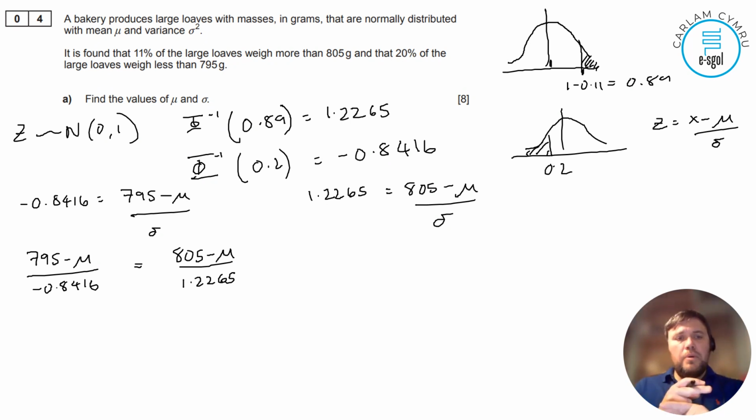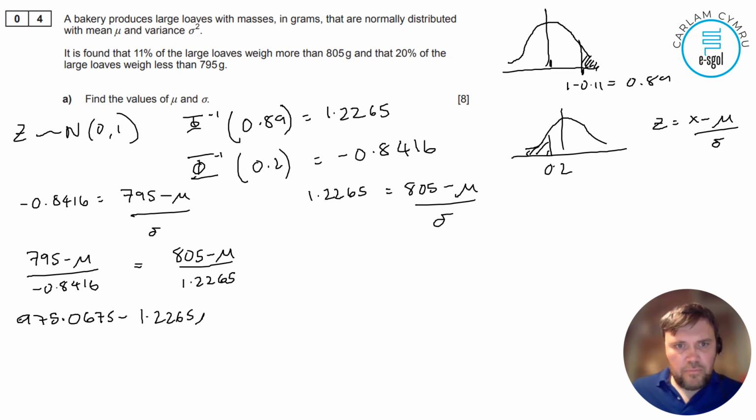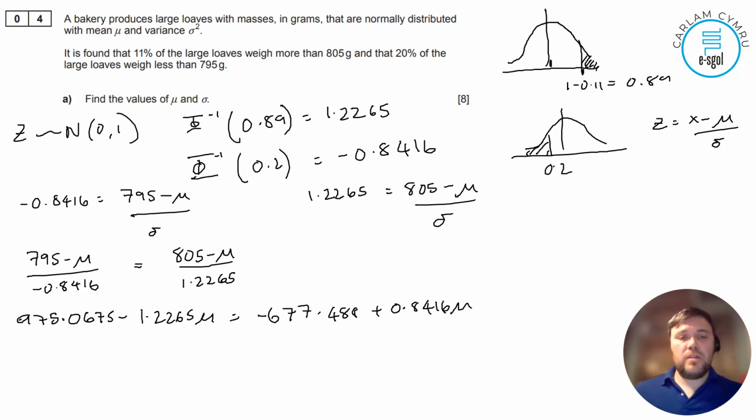So then these will cross up so that we have nothing on the bottom. I'm just looking at these, so the 1.2265 comes over here, so it's going to be 975.0675 minus 1.2265 mu, and then on the other side it is going to be minus 677.488 plus 0.8416 mu. Then obviously you would take this minus 677.488 over the other side and the minus 1.2265.